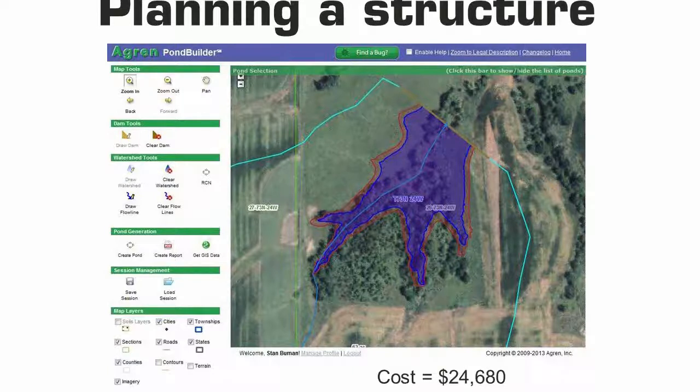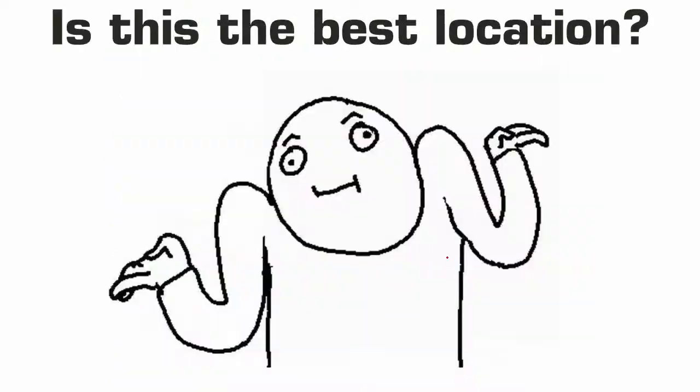So when a landowner walks in the door in about 10 minutes, you can provide them the information that they need. So, like I said, you can give them a very quick cost estimate. But let's take this a step forward and think about some other things that we can do with this. So I could plan this structure for a landowner, but what if we're working on a watershed project? Is this really the best location? Is it really giving us the best bang for the buck?